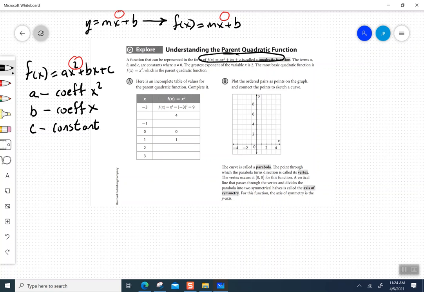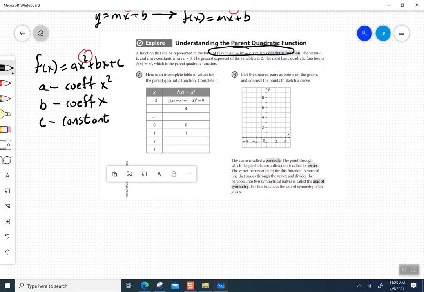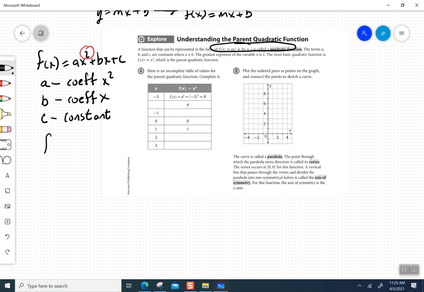All right, first thing you'll notice is that in part A, they're going to use a table to find the values. If you look at the function they're going to be working with primarily right now, it is f of x equals x squared. Again, function notation is anytime you plug in something for x, you plug it in everywhere you see an x.